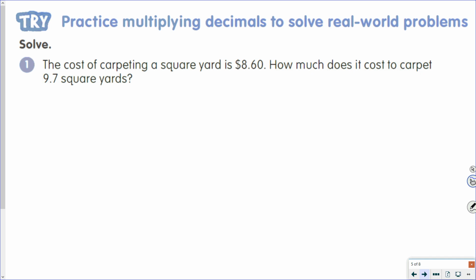The cost of carpeting a square yard is $8.60. How much does it cost to carpet 9.7 square yards? It's the same situation, just different numbers. It's $8.60 a square yard. We're buying 9.7 square yards.